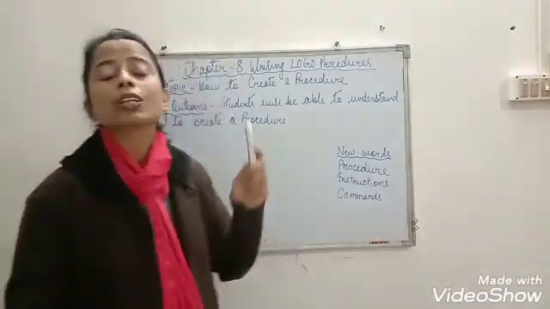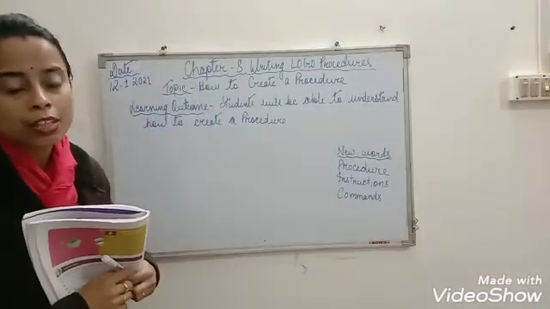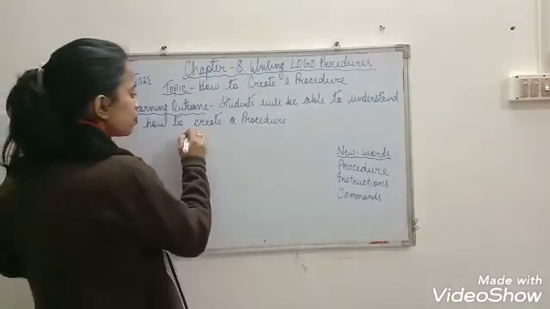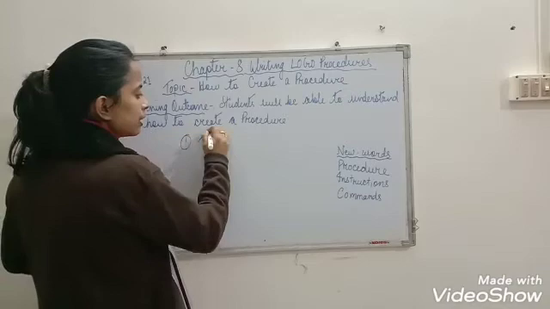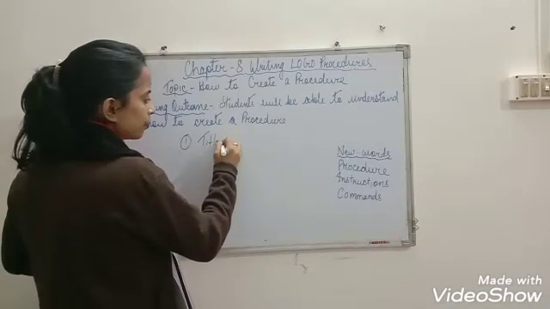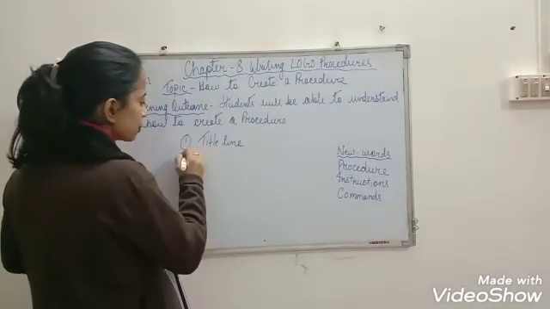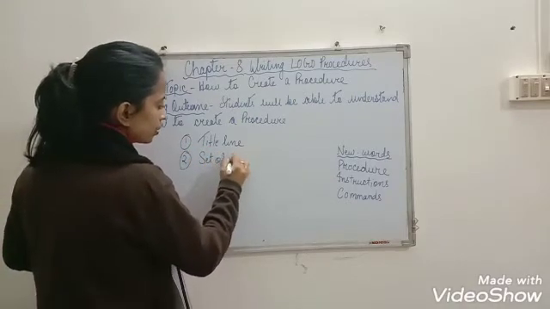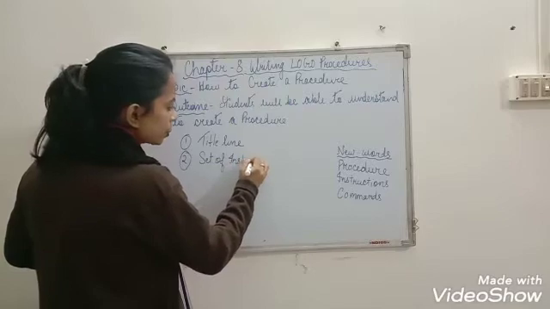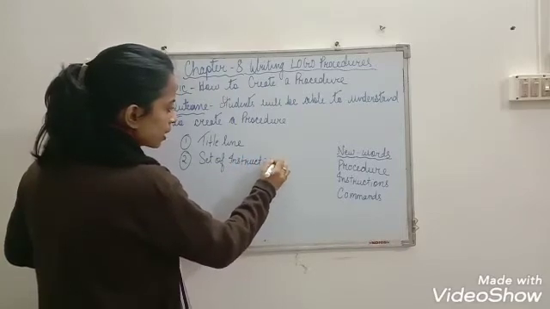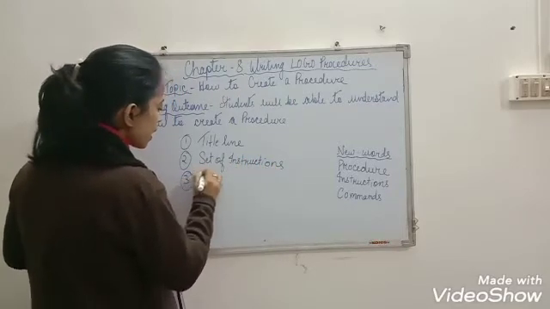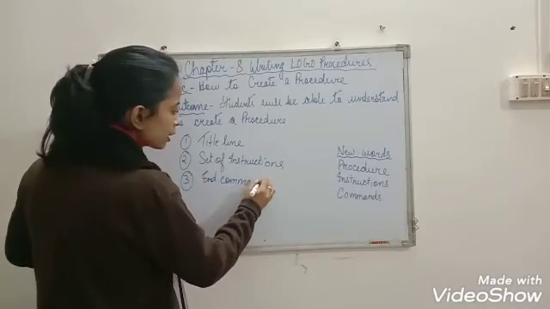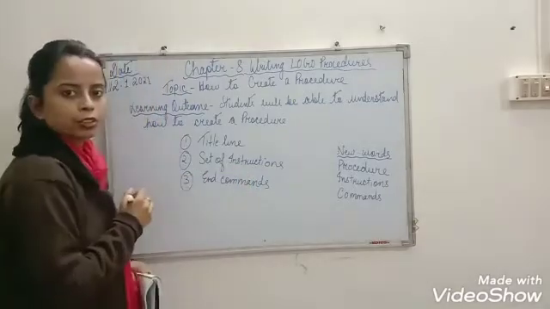So what are the parts of a procedure? A procedure has three parts. What are they? Number one, title line. Two, set of instructions. And number three, end command. These are the three parts of a procedure.